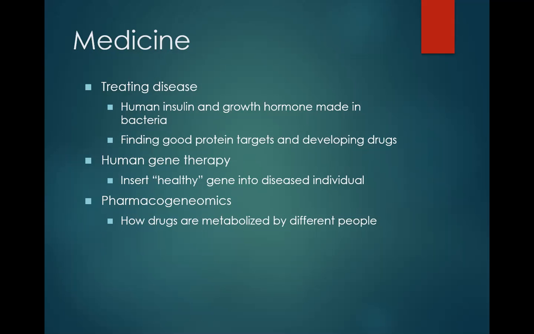Pharmacogenomics is another example of medicine. Pharmacogenomics is the study of drugs and how people's genetic codes interact with those drugs. It tells us how different drugs are metabolized by different people. Some people will metabolize them very well, and some people won't metabolize them very well at all. If we understand that, we can know which drug to use to help treat different human diseases.